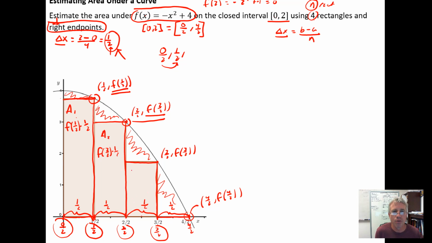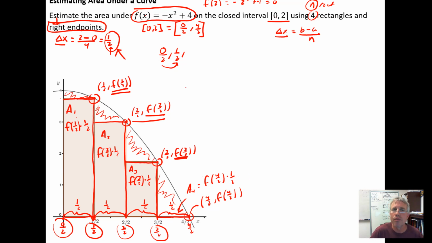And this third rectangle, we'll call its area a sub 3, will be the height of the rectangle, which is f of 3 halves. The function output gives you the height, times the width, which is 1/2. And this fourth rectangle, a sub 4, its area is going to be f of 4 halves, which happens to be 0, which is okay, and then times 1/2, the width of that rectangle.